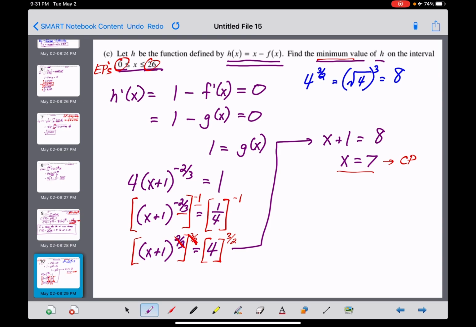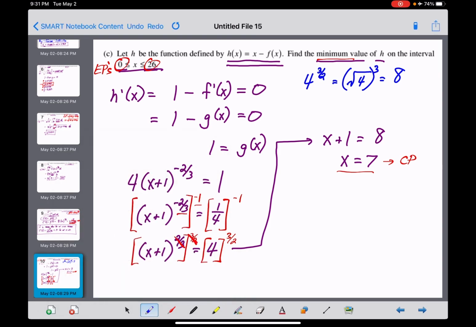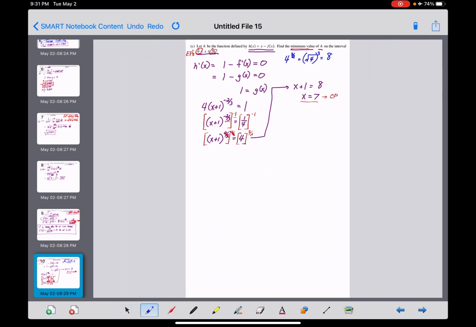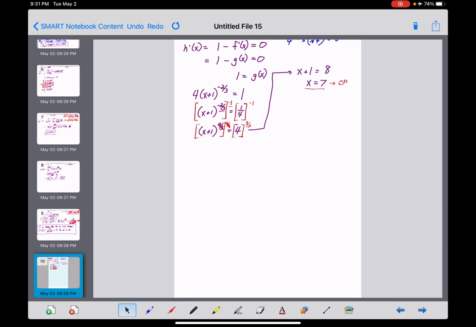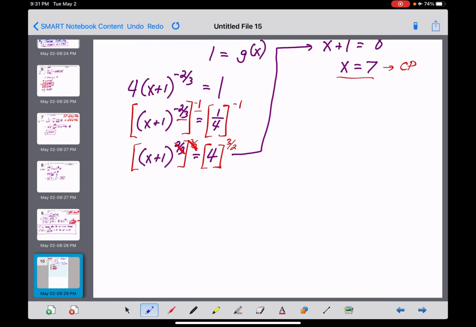So we still have a lot of work ahead of us here on this problem. We're trying to find a minimum value of h. Give me just a second here, guys. Let me shrink that page down a little bit. We need to test h at all 3 of these values. We're going to need to know the value of h of 0, followed by h at our one critical point, which is 7. And I think the last one here, guys, was h of 26.